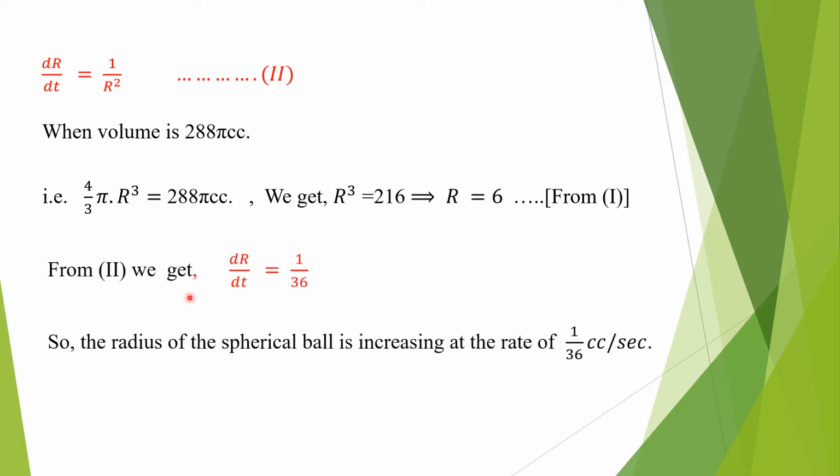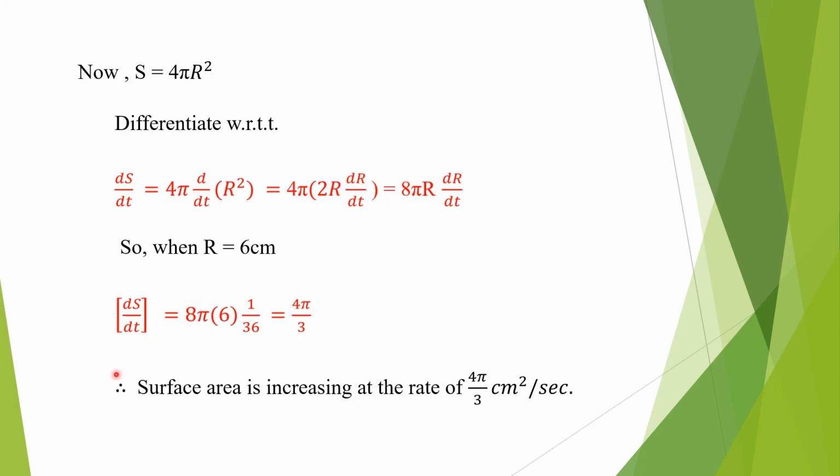From equation second, we have to find dr by dt. Therefore dr by dt equal to 1 divided by r square. Put the value of r equal to 6. 6 square is 36. Therefore dr by dt equal to 1 divided by 36. So the radius of the spherical ball is increasing at the rate of 1 divided by 36 centimeter per second.